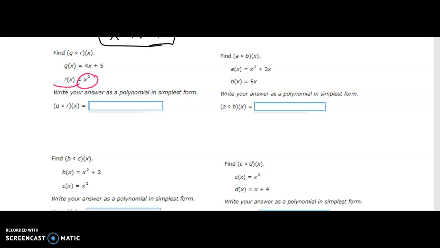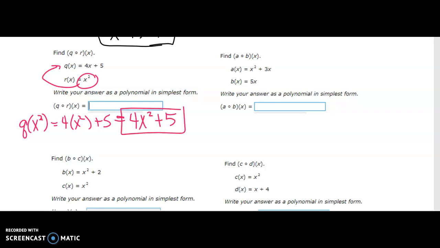We're going to put x squared into every x. So q of x squared equals 4 x squared plus 5. We do have to multiply the 4 and the x squared now. So we get 4x squared. There are no like terms. So that is your answer.